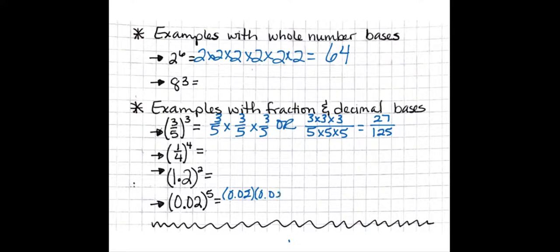0.02, we're going to write this out 5 times to show that multiplication. And then we're going to multiply 2 times 2 times 2 times 2 times 2 to get 32. Then we're going to count the decimal places. There's 2 in each set of parentheses, so there are 10 total. We need 10 digits to the right of our decimal point. So I have the 2 and the 3. I'm going to count up to 10 digits, put my decimal, and then I will have my answer.